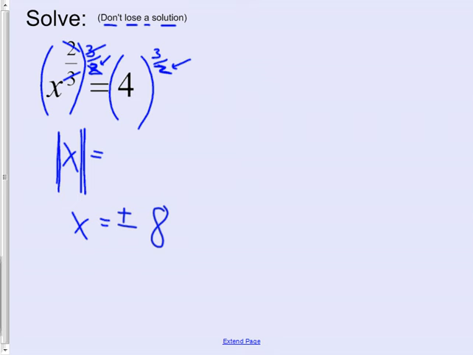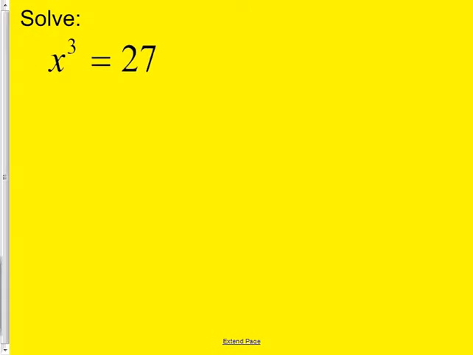Can you imagine how a lot of kids are going to forget that? Very easy to miss. Because you're going to just think, oh, easy, I just put it to the 3 halves power. And then you'll get 8, and you'll forget plus and minus 8.